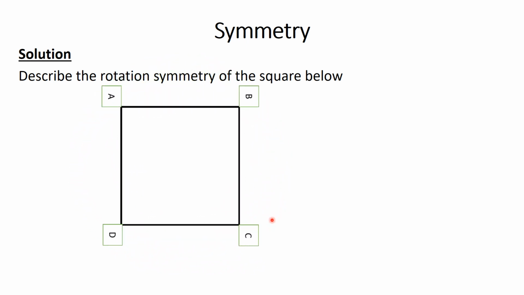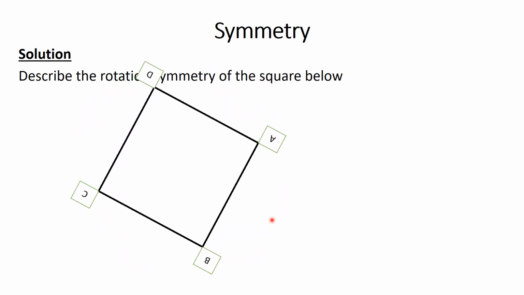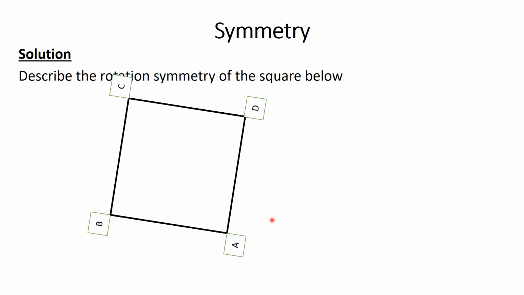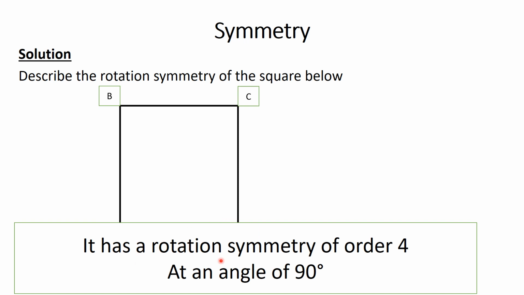we can see the shape appears the same as it was before. So we count this as 1, 2, 3, 4. As you can see now, A is where it was before, B is where it was before, C and D. So this shape has a rotation symmetry of order 4. We write our answer as: the shape has a rotation symmetry of order 4. Then we calculate the angle of rotation. 360 divided by 4 gives us 90. And then we say at an angle of 90 degrees.